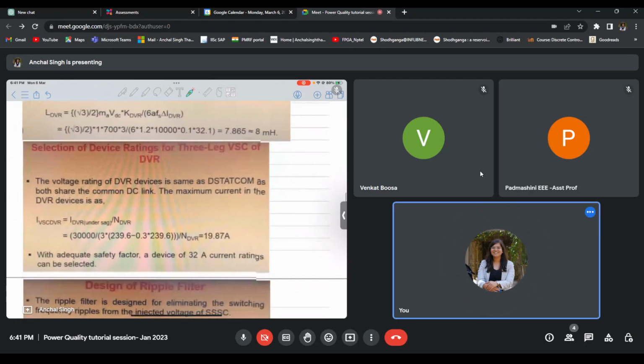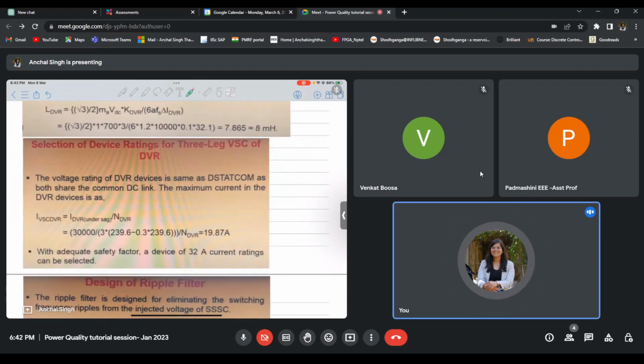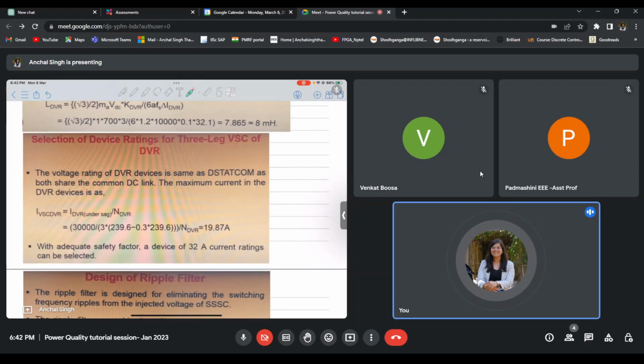Using that, I can calculate the inductor value of my DVR for interfacing at the point of common coupling. Similarly, for calculation of the device rating, the voltage rating of the DVR device is the same as that of the D-STATCOM because both share the common DC link. Based on the turns ratio of the DVR that we had just obtained, and since we want the maximum current rating, we need the maximum value of DVR current, and that is under the sag condition. When voltage is minimum, current is maximum, right? So again, this is the sag current expression, and then N DVR we just calculated.